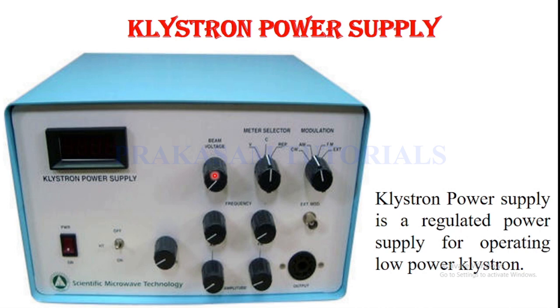And the second important point is the rippler knob. This is the rippler knob or the rippler voltage. This rippler knob should be fully set in the clockwise direction, or maximum position. And the meter selection. In this meter selection, there are three options: voltage, current, and rippler. Before switching on the KLYSTRON power supply, the meter selection is put in the current mode position. And after switching on the KLYSTRON power supply, the current should not cross 16 milliamperes.